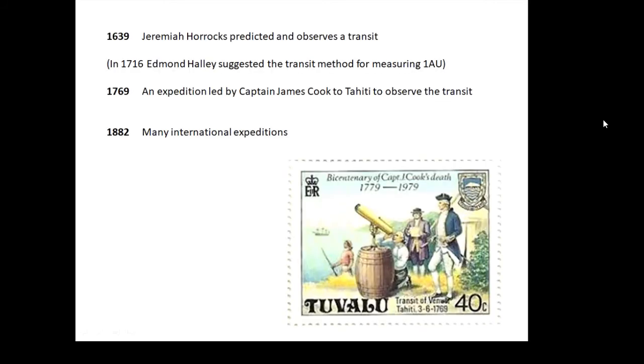A little bit of history now. 1639, Jeremiah Horrocks, an English bloke, predicted and observed a transit of Venus. In 1716, Edmund Halley, who they named a comet after, suggested a method for working out 1 AU using a transit of Venus. He never managed to do it though, but then in 1769, several different countries sent expeditions, but the British sent an expedition led by Captain James Cook to Tahiti to observe the transit of Venus.